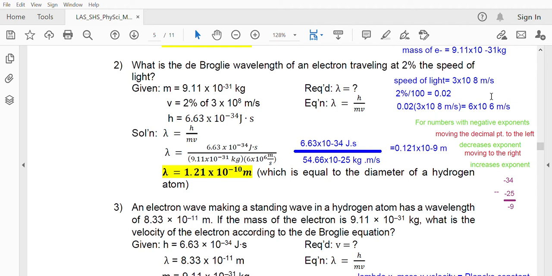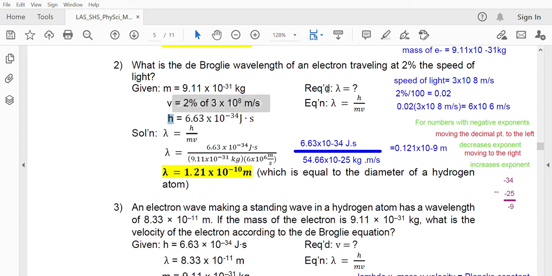Looking at the problem, there are no values that we can write under the given. But with further analysis, you will see that the electron is the particle referred to with wavelength and speed. And so, the electron has a mass, which is equal to 9.11 times 10 to the negative 31 kilogram. So that will be our m. And then this electron is traveling at 2% the speed of light. So that will be our velocity. And then the Planck's constant.